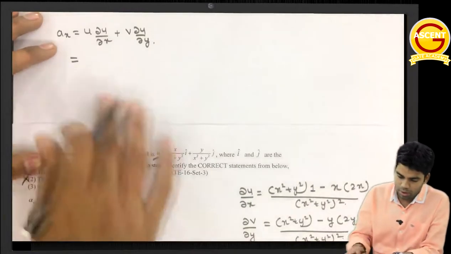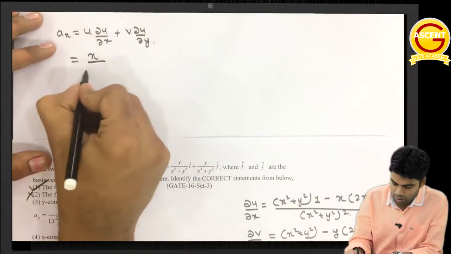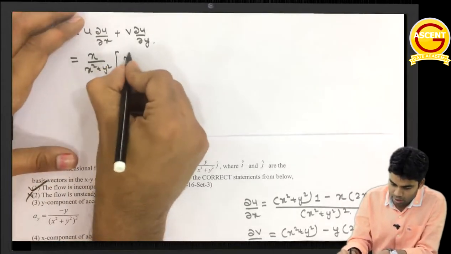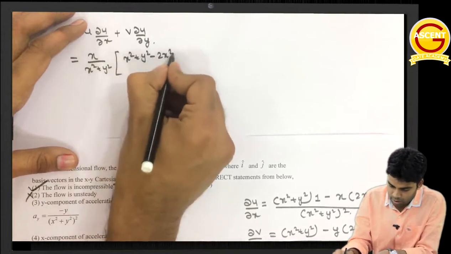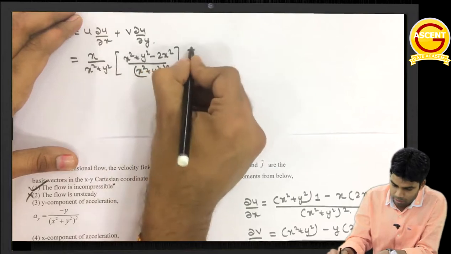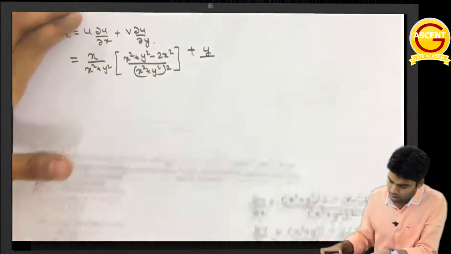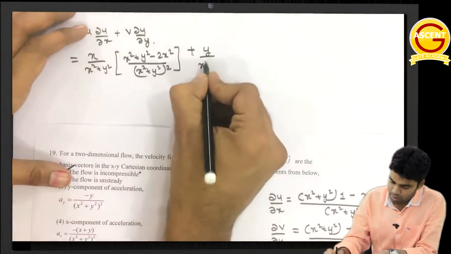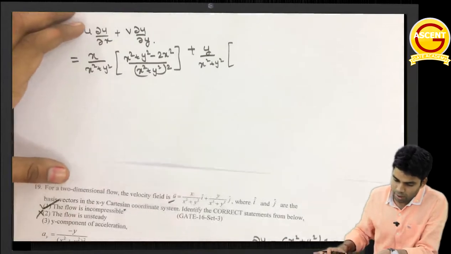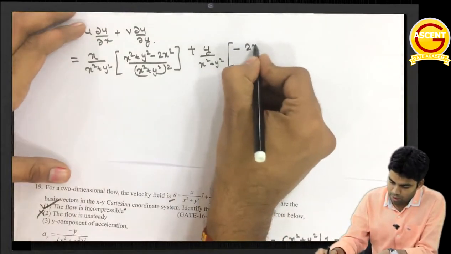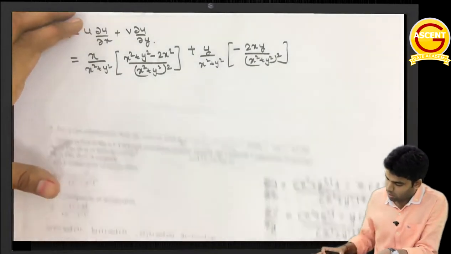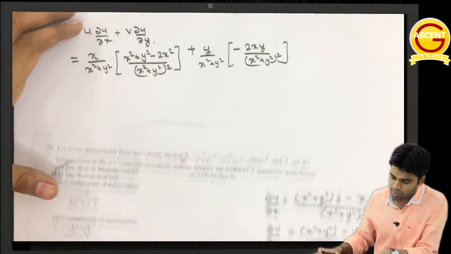So here it will be u del u by del x, where u is x upon x square plus y square, into del u by del x, which we have determined as (x square plus y square minus 2x square) divided by (x square plus y square) whole square. Now plus v, which is y divided by x square plus y square, into del u by del y, which is minus 2xy divided by (x square plus y square) whole square.